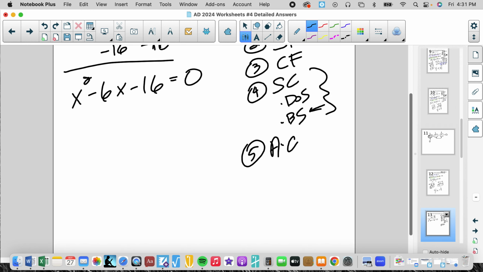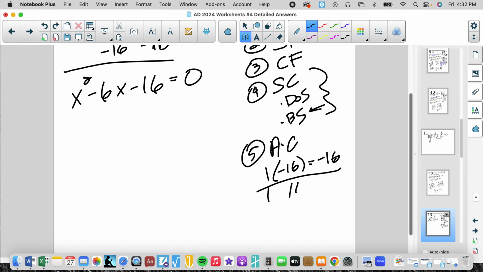So special case is sort of, can I save myself a little bit of time with a handful of problems? But if you don't see that it's a special case, it'll be caught in A times C. So don't worry about the special case part. A times C also factors properly. So A times C. A is 1, C is negative 16. That gives us negative 16.